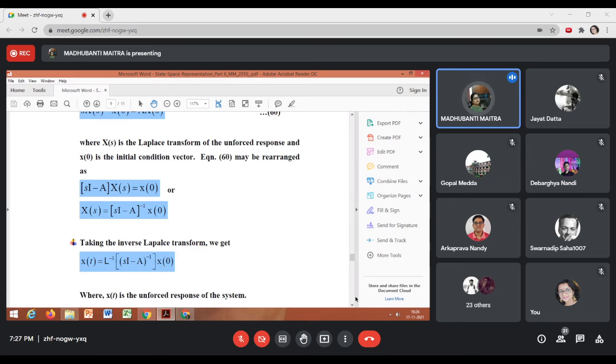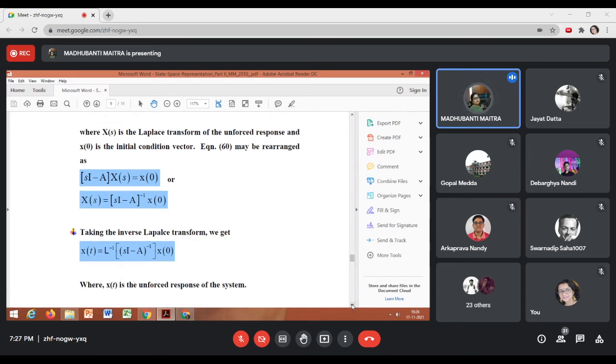We have already seen that for an autonomous system, unforced system, the solution is x(t) equal to e to the power At into x0. Can you recall, or do I have to show the equation again? Please respond. No, ma'am, I can recall.